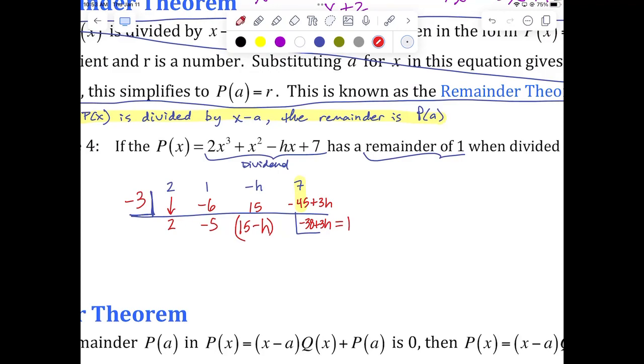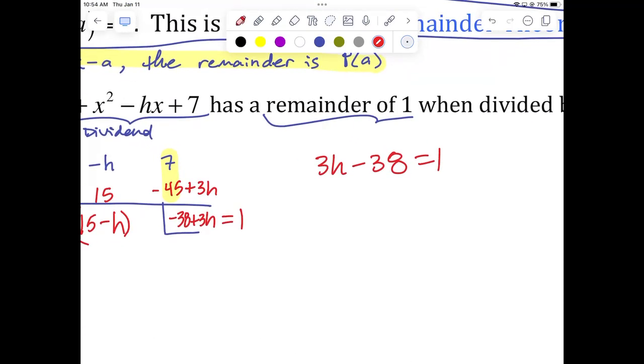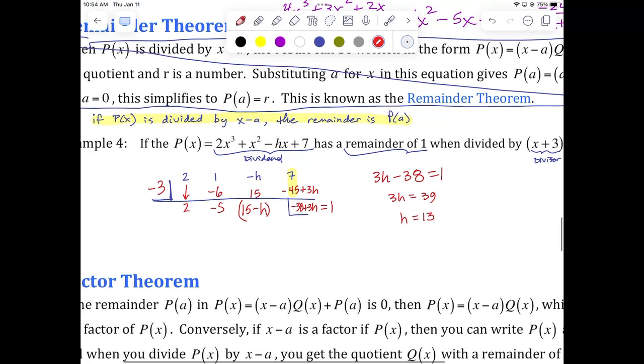But guess what it has to equal? It has to equal 1. So I know that 3h minus 38 has to equal 1. Can we solve that for h? Absolutely. This is Algebra 1 stuff. We'll add 38 to both sides, then we get 39. And then I divide through by 3. What's 39 divided by 3? 13. So h is 13. But easy, right? It's the same process. It just sets up as an Algebra 1 equation on the back end of it when you set the remainder equal to what's given. So anyway, that's how you work problems like that.